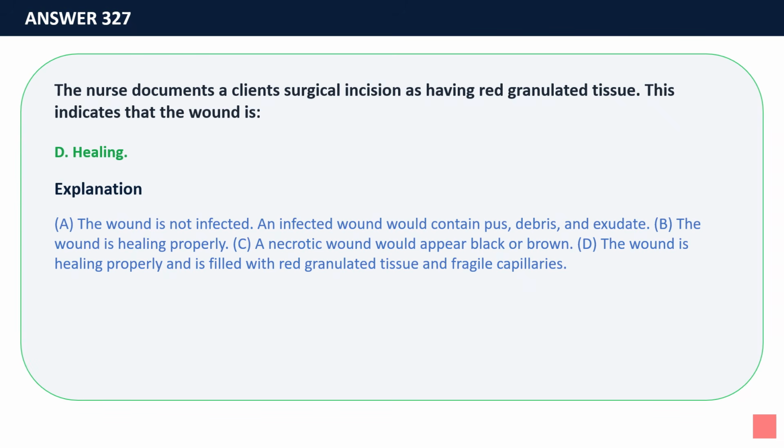The wound is not infected. An infected wound would contain pus, debris, and exudate. B. The wound is healing properly. C. A necrotic wound would appear black or brown. D. The wound is healing properly and is filled with red granulated tissue and fragile capillaries.